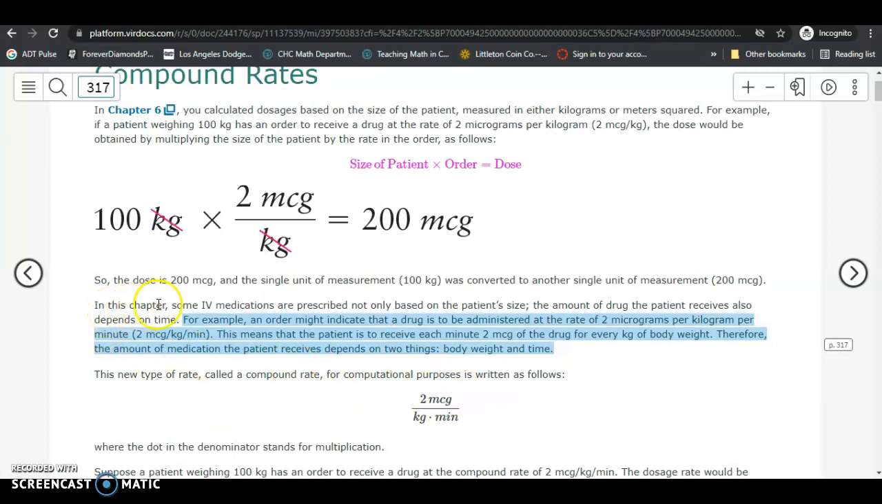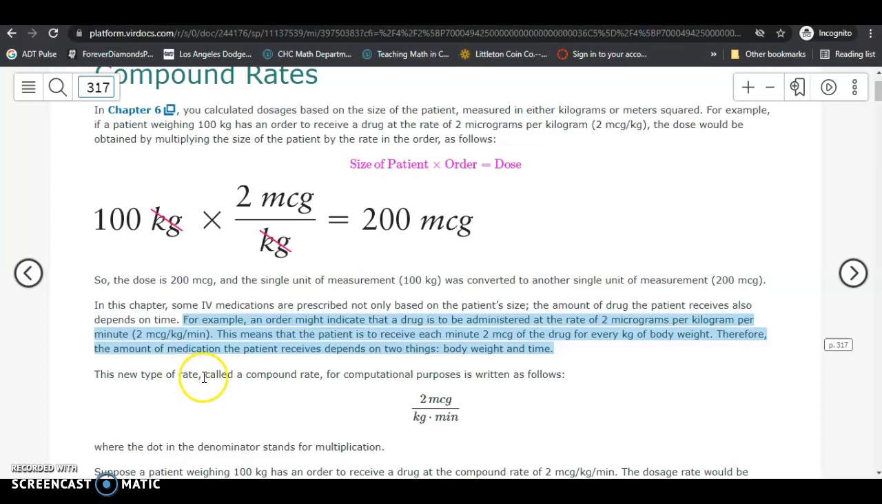In this chapter, some IV medications are prescribed not only based on the patient's size, the amount of drug the patient receives also depends on time. For example, an order might indicate that a drug is to be administered at a rate of 2 micrograms per kilogram per minute, which could sometimes be expressed as 2 micrograms/kilogram/minute. This means that the patient is to receive each minute 2 micrograms of the drug for every kilogram of body weight. So the amount of medication the patient receives depends on two things: the patient's weight and the time.